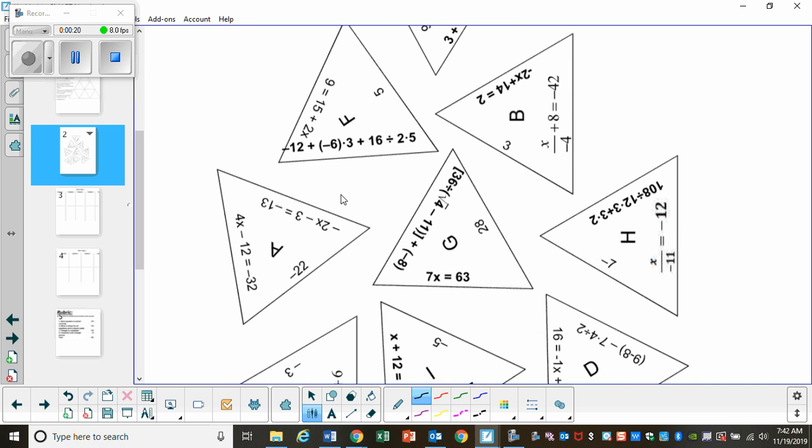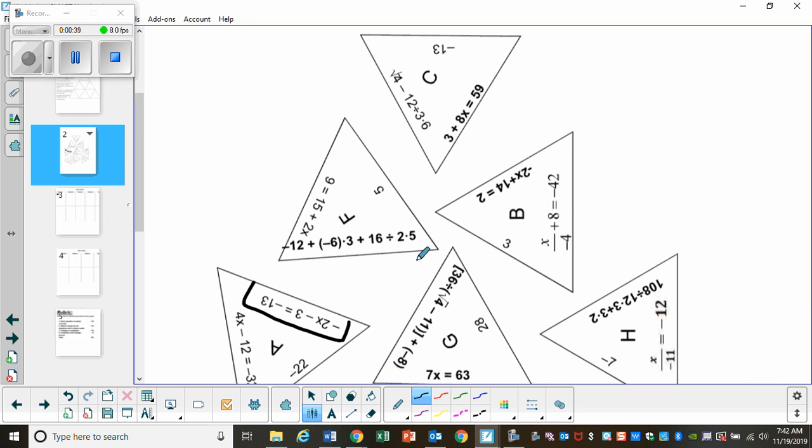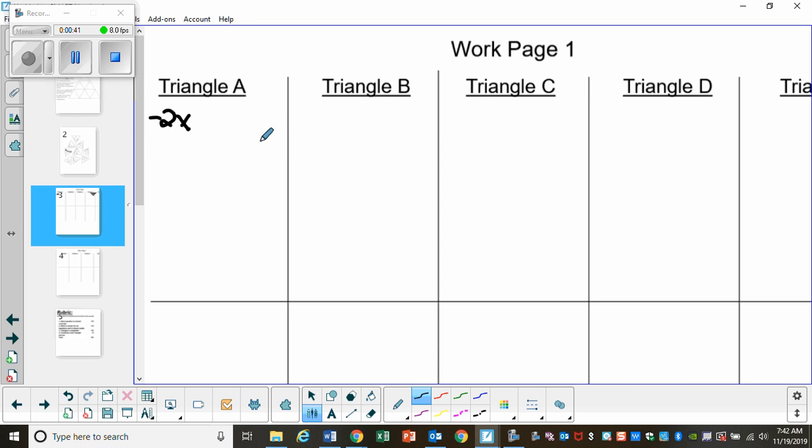So for example, you want to go in alpha order. And so if you look here for A, you've got negative 2x minus 3 equals negative 13. So what you would do is you'd go to your work page and you'd write that negative 2x minus 3 equals negative 13. So you would show the work for solving that, and then you'd box or circle your final answer for what x equals. So remember, these are 2-step equations, so you should be showing both steps, okay?